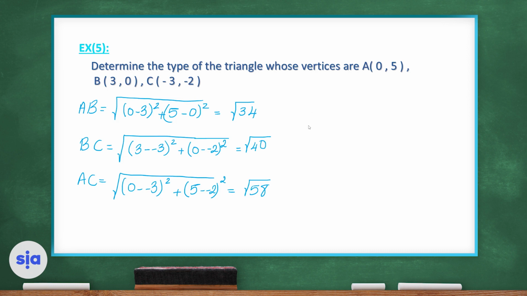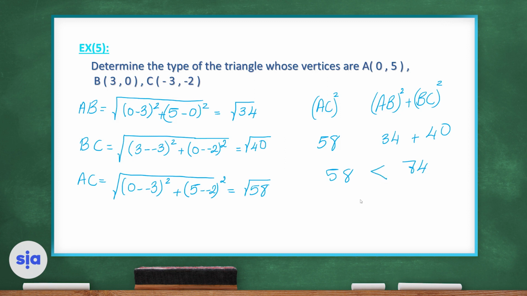Then, to tell the type of the triangle, you go here and make AC squared in one side, and the other side you check AB squared plus BC squared. AC squared is 58, where AB squared is 34 plus the BC squared, which is 40. So here, this is 74 and this is 58, so the 58 is smaller than the 74. So this triangle is an acute triangle.